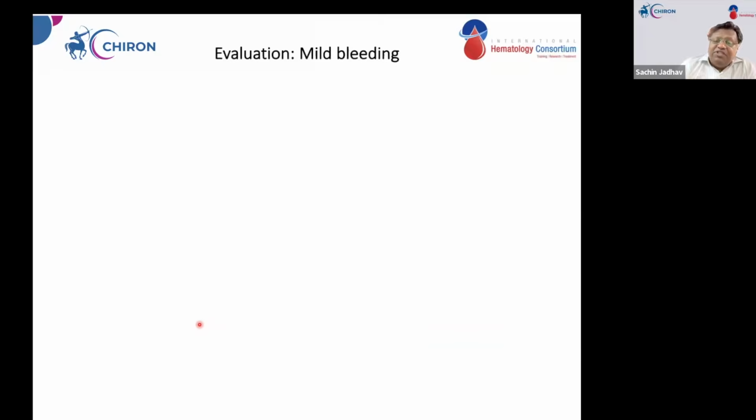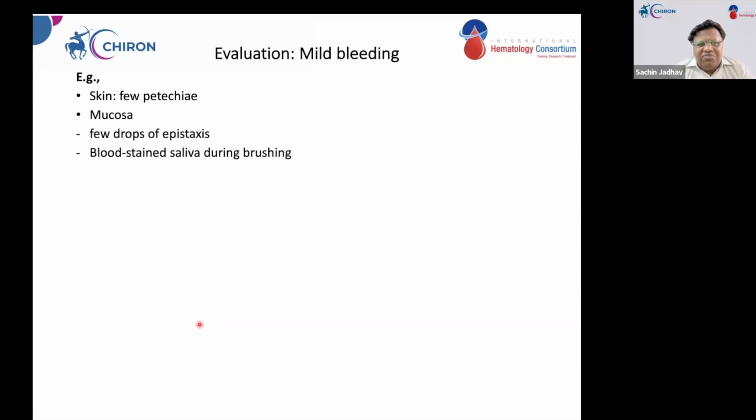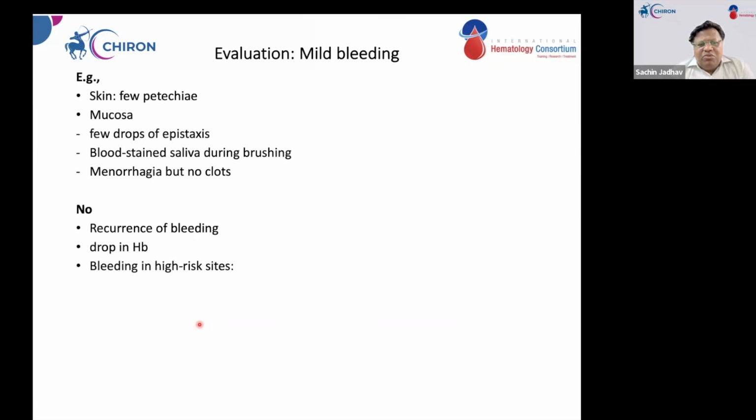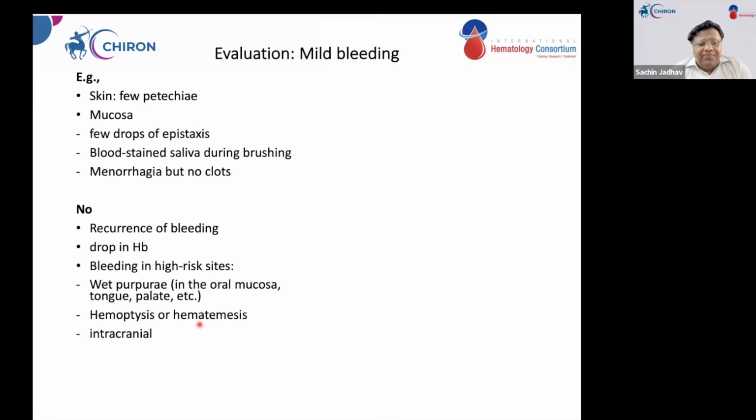Now, let us see which patients will be evaluated in which manner and to what extent. Those who have mild bleeding, which I mentioned previously, few drops, nothing much, menorrhagia, but no clots, not recurrent, no drop in hemoglobin, no bleeding in high risk sites, right?